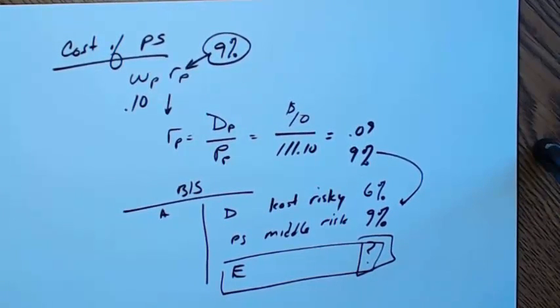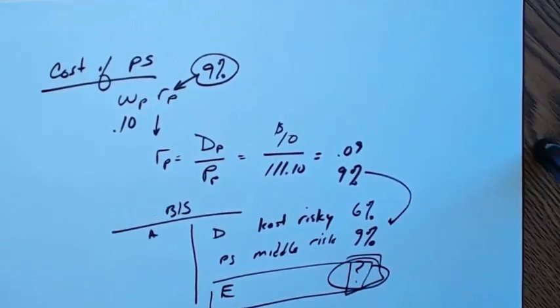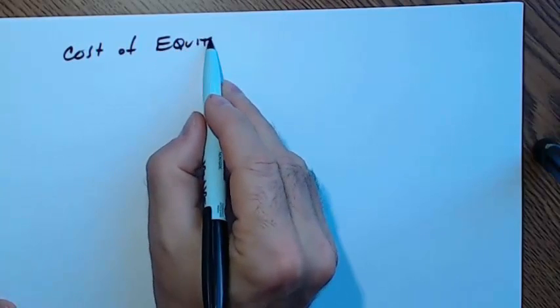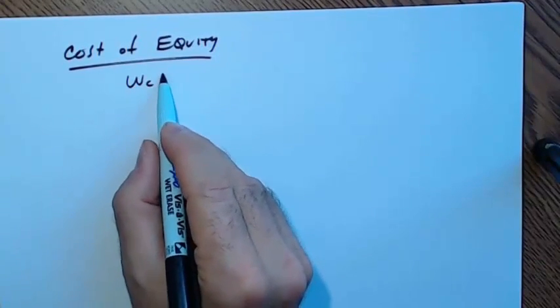Okay. Now let's look at the cost of equity. Let's look at this one. What is the cost of equity now? Common stock equity, so we want WCRS. There are a little more details to this one, and I'll explain.